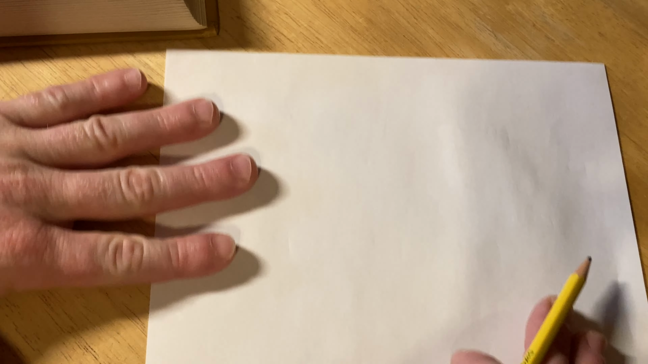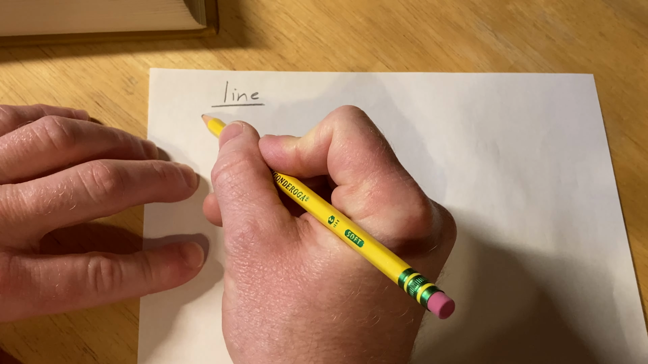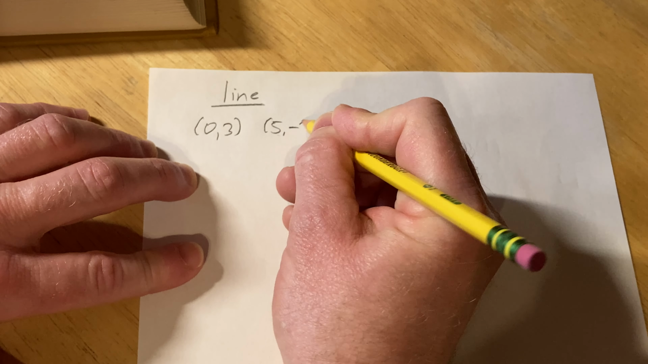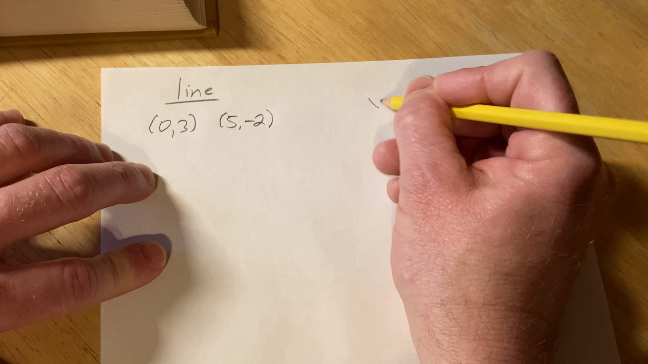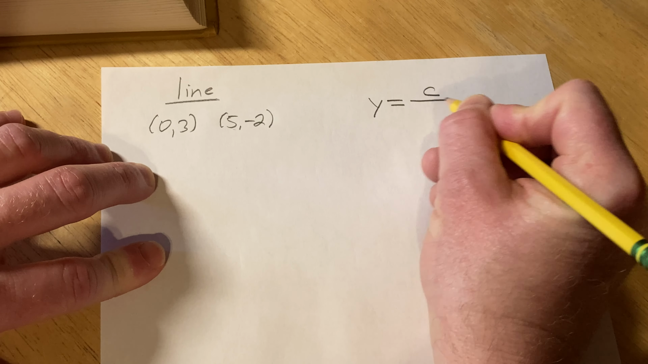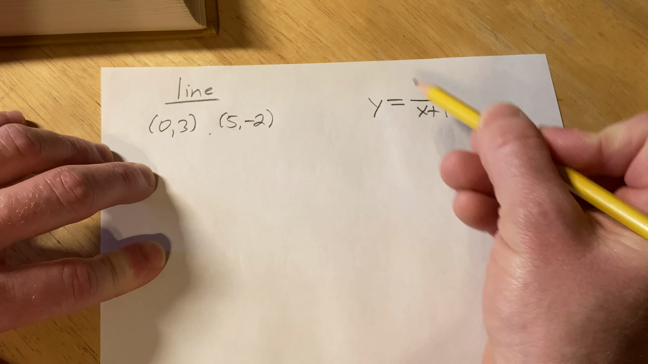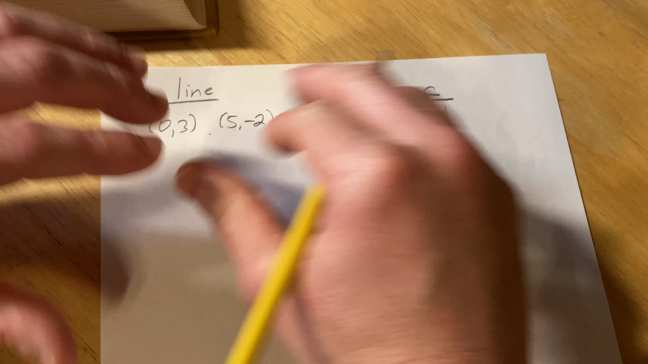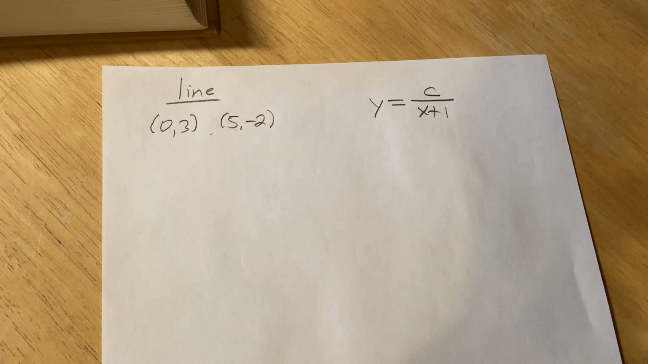So we've got a line. Let me zoom back out here so we can get a good look. So our line, it's a line connecting 2 points. So the first point was (0, 3), and the other point was (5, -2). And then our curve, so this line has to be tangent to this curve here, y equals c over x plus 1. So what that means is that the slope of this line is equal to the slope of this curve. The slope in calculus is the derivative. So a good first step will be to find the slope of this line and set it equal to the derivative of this function.